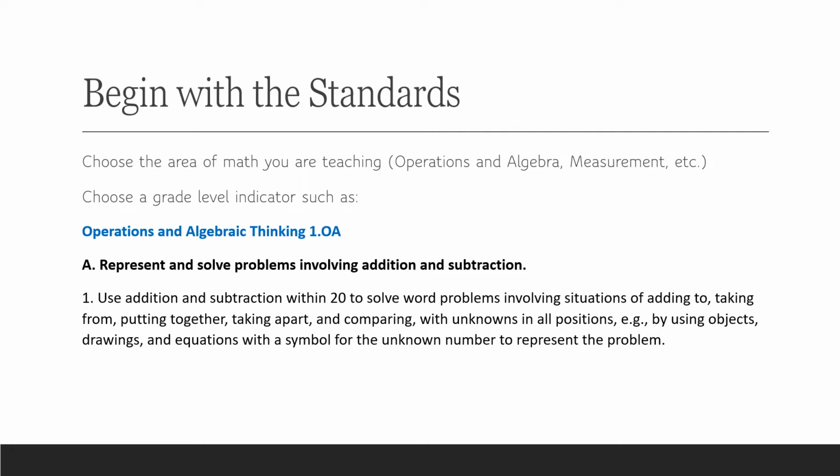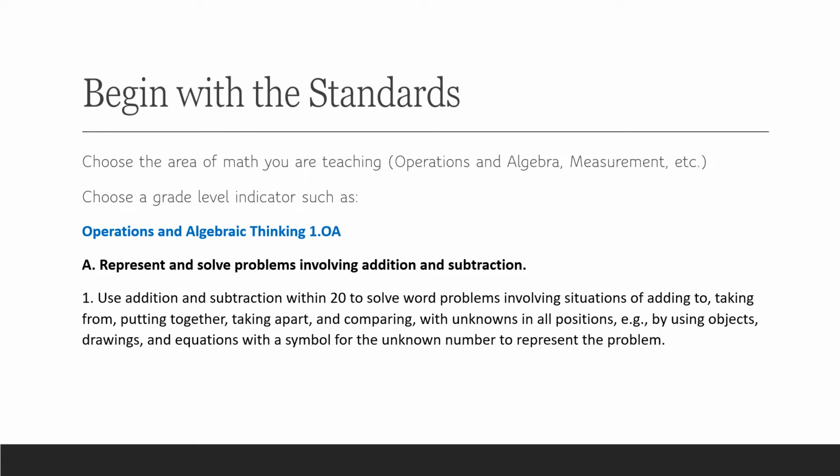Choose the area of math that you're teaching, like operations and algebra or measurement and data. So go to the right section and then choose a grade level indicator, such as this is the first grade standards, operations and algebraic thinking. And it's under Section A, represent and solve problems involving addition and subtraction.